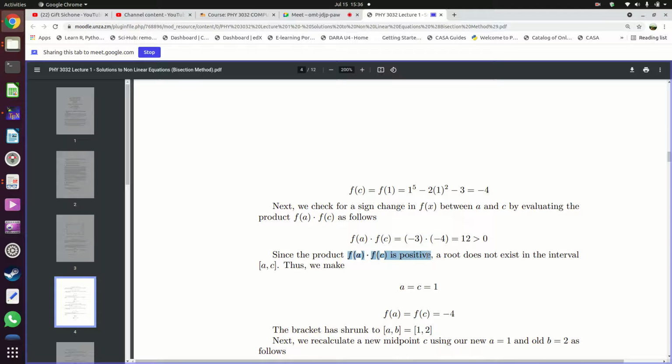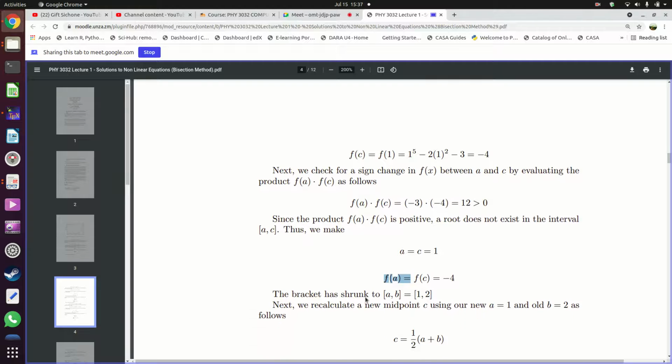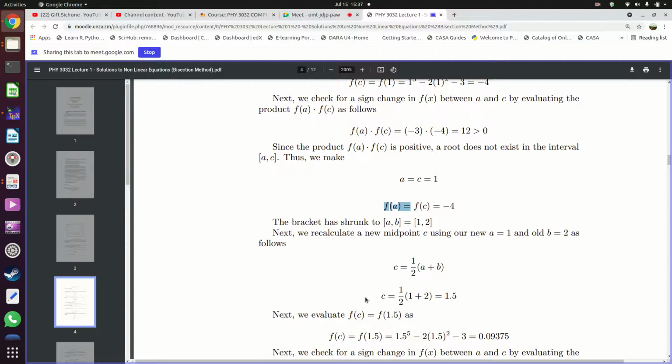Yes, sir. So we make the lower bracket, we shift it up. Our C is going to become A. So A is now going to be 1. Our C, which is equal to 1, will now become A. So A becomes 1. And the value of the function at C, which is minus 4, now becomes our f of A. Are we clear?